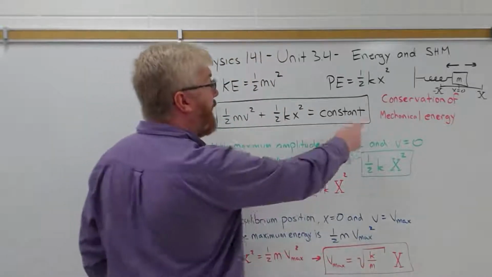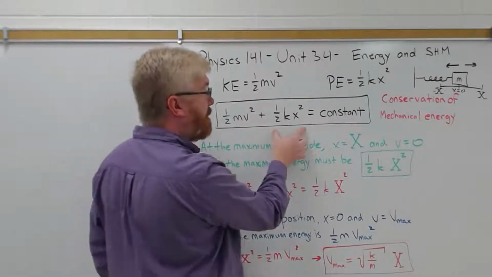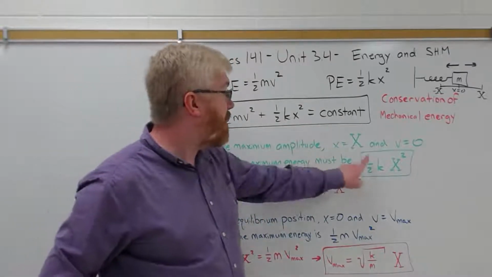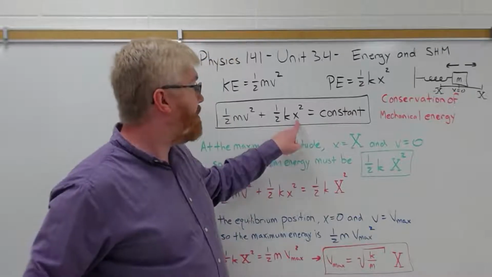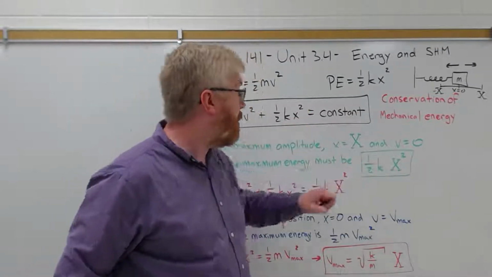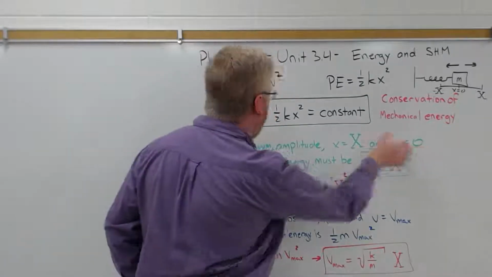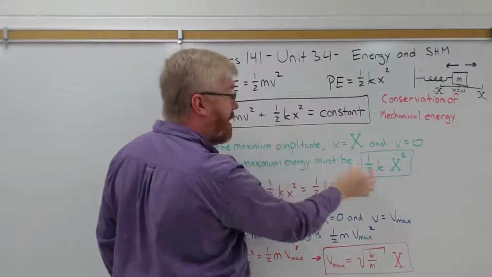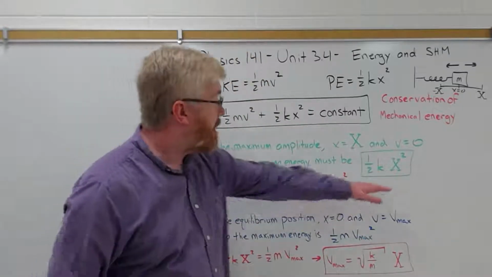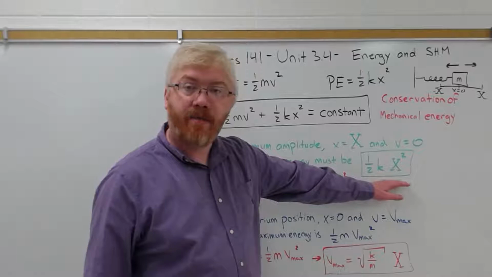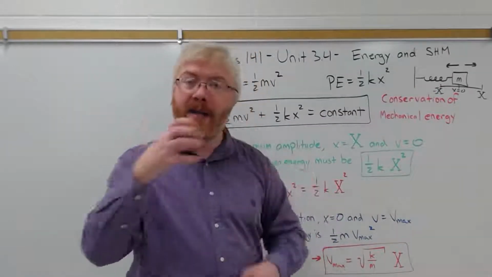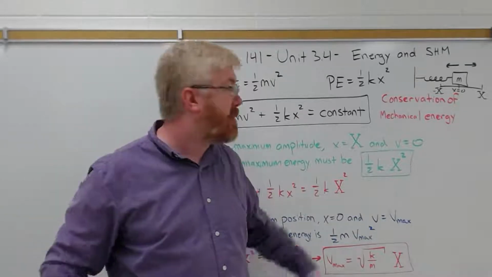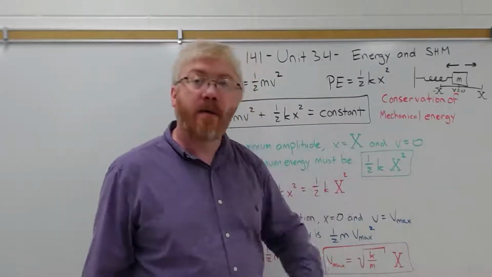Since at all times the kinetic energy plus the potential energy must be constant, the maximum energy has to be 1/2 k times the amplitude squared. Because when v is 0, this term is 0. So all of the energy is in the potential energy. So this must be the maximum energy of the system. So when you start this thing oscillating, the further you pull it back to get going, the bigger the amplitude you give it, the more energy you give the system.